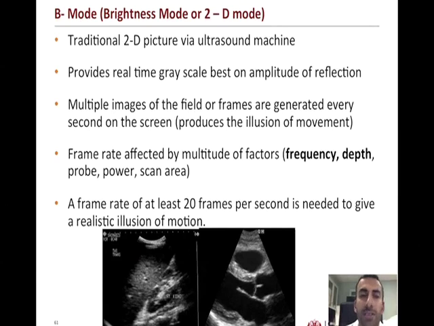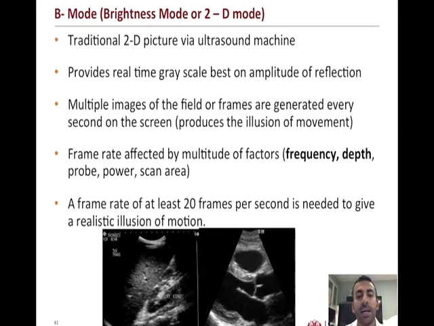B mode, which stands for brightness mode, is the traditional 2D picture that we get via the ultrasound machine. It provides real-time gray level assessment of the different amplitudes of reflection from the anatomic structures. It builds these pictures through the multiple frames generated every second on the screen to produce movement, because the ultrasound waves are constantly getting sent and reflected back, allowing us to process the change in those reflections, which essentially produces the ultrasound image.